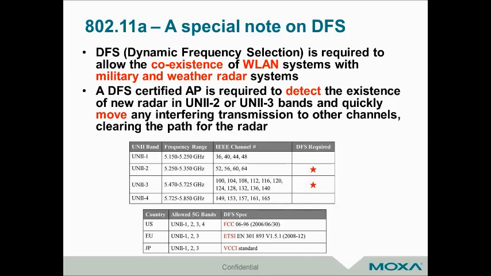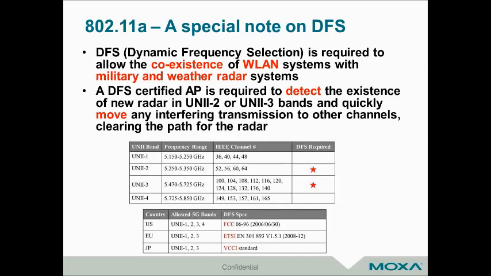You can see here the way that the channels are laid out with 802.11a. There are 3 bands, called the UNII bands. UNII 1 is the lower band that operates on a little over 5 gigahertz. And then UNII 2 and UNII 3 are the upper bands. There are some special considerations for those upper UNII bands, which I'll talk about in just a moment.